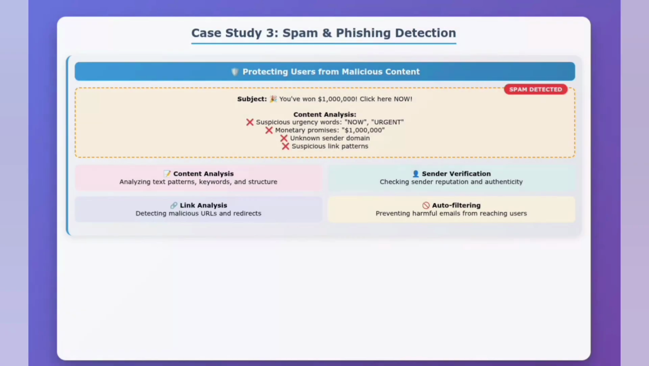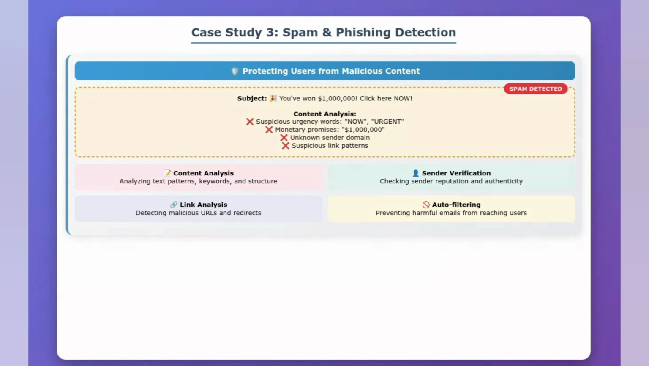Case study 3, Spam and Phishing Detection. Before an email even hits your inbox, NLP models analyze its content, sender, and structure to identify and filter out unwanted spam or malicious phishing attempts, protecting users from scams and junk mail.